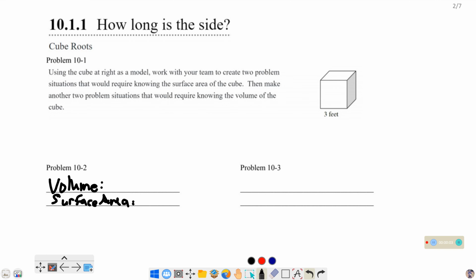Hello everyone and welcome to lesson 10.1.1. Welcome to the final chapter dealing with surface area and volume. So we're going to start off by talking about cube roots. How long is the side?